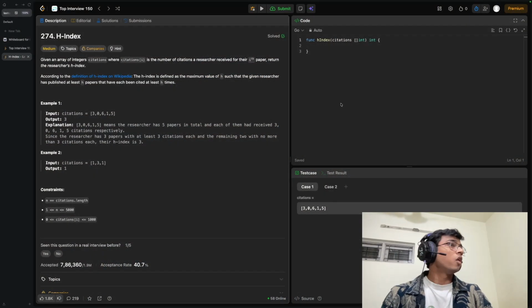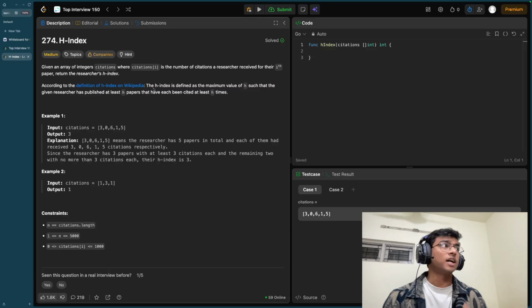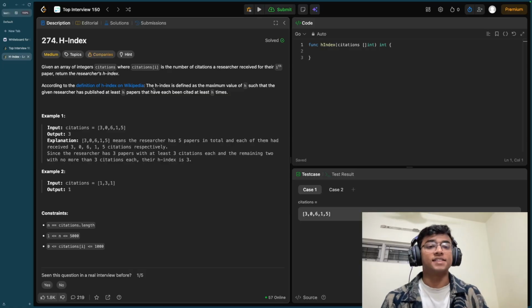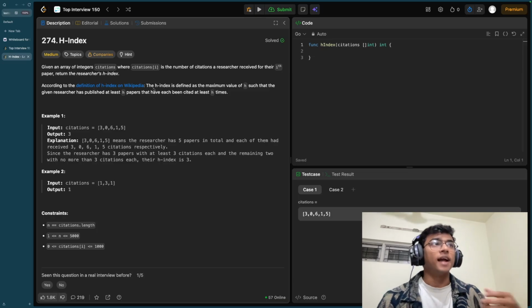together. So without any further ado, let's get started with today's problem, which is H-Index. Now, in this problem, we are given an array of citations where citations[i] is the number of citations a researcher received on their ith paper. So basically, each index of that particular array represents a different paper, and the value at that index represents the number of citations that particular research paper has. Now, we have to find the h-index of that researcher using that array.